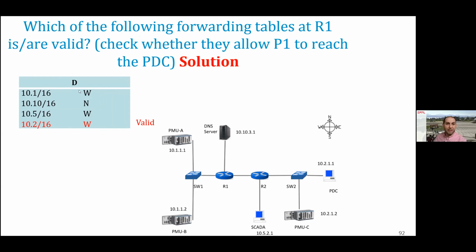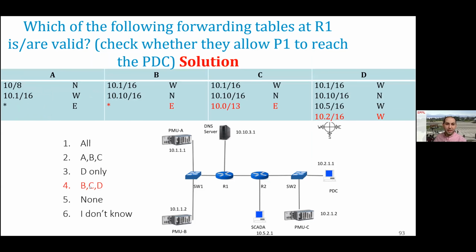So D is not correct, because it should be east. So that's not the right answer, and none of them is the right answer. So the right answer is only B and C. The right answer is 5. Yes, you're right, that is 5. Okay, we have a correct answer in the end.